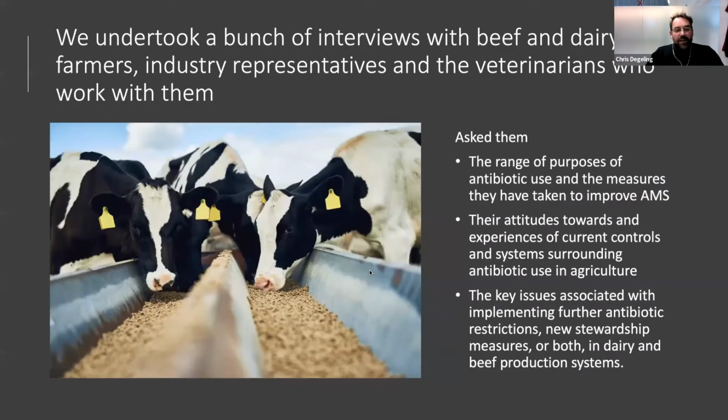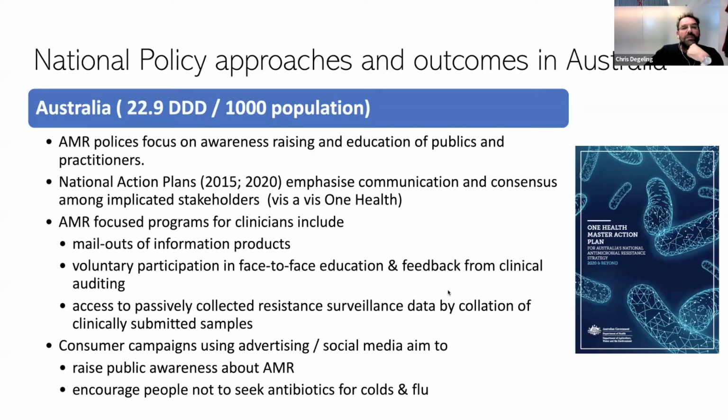And then we also did about 20 or so interviews with beef and dairy farmers in New South Wales, industry representatives of these industries, and the veterinarians who work with them. We asked them what they use antibiotics for and the measures that they have taken to improve stewardship over the last 10 years, their attitudes and experiences of the current controls and systems of use of antibiotics in agriculture, and the issues associated with implementing further antibiotic restrictions. So really getting an idea of what they thought would be bearable or unbearable if further restrictions on the use of antibiotics were brought forward quite soon.